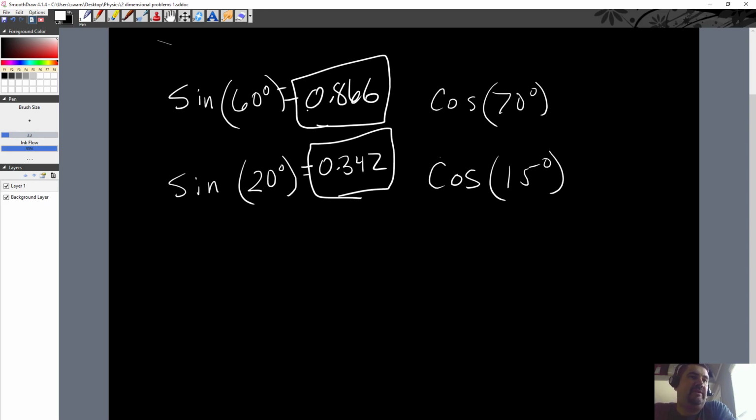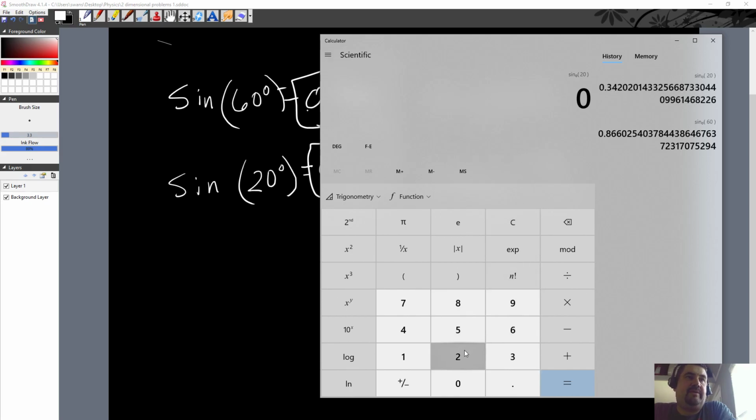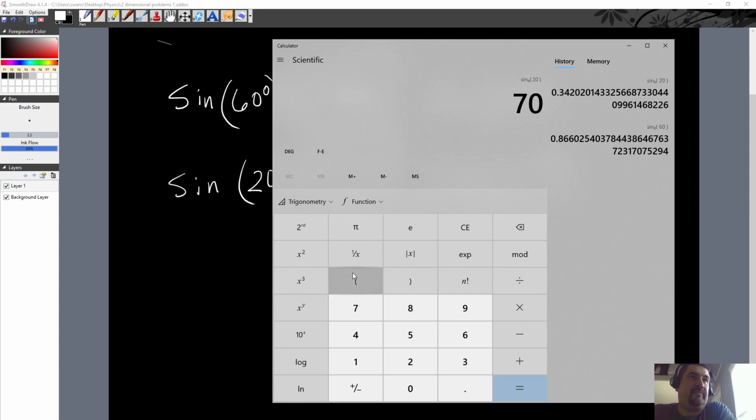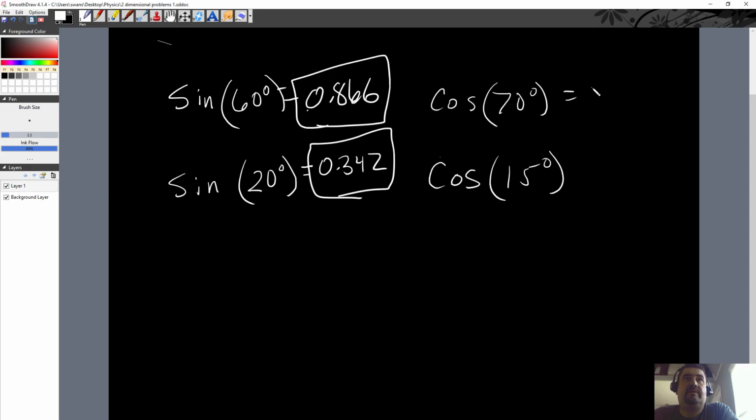Now let's do the cosines real quick. Let's do one on this one and one on the other. For cosine, what are we looking for? The cosine of 70. So I'll type in 70, and you do this the same way. Just go ahead and double check you're getting the same answers. If you're not, it's probably because you didn't put it in degrees. 70, and then click cosine, and I get 0.342. That's the answer. The cosine of 70 degrees is that.